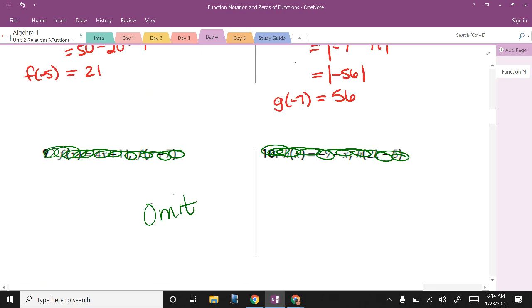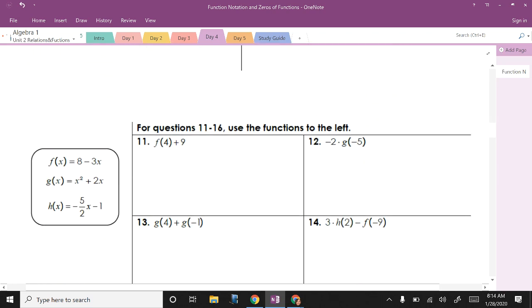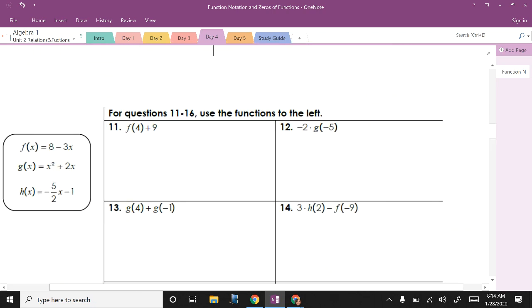Skip number 9 and number 10. Skip down to number 11. This is when it gets a little bit more challenging.